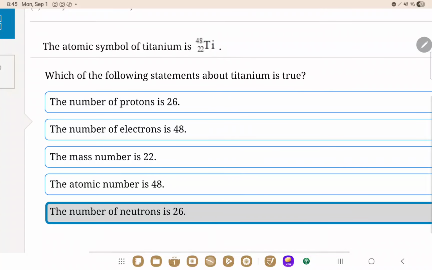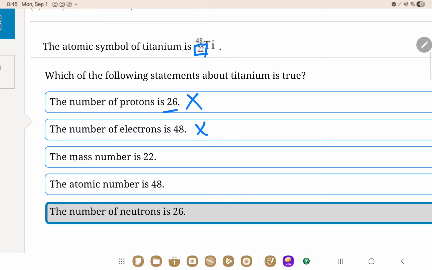So the atomic symbol of titanium is 48 over 22 titanium. Which of the following about titanium is true? Is the number of protons 26? What did we say? Number of protons is always the same as atomic number. Here it is 22, so it is not 26. The number of electrons is 48. Here you do not have a charge, so number of electrons in this case is equal to number of protons. If number of protons is 22, then the number of electrons is not 48.